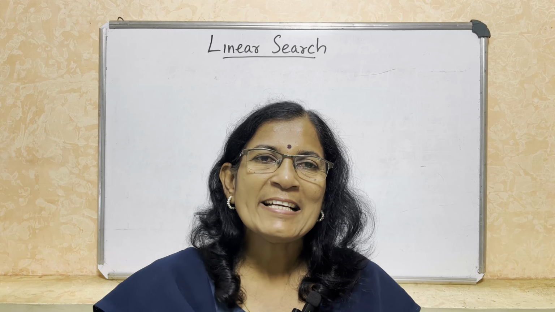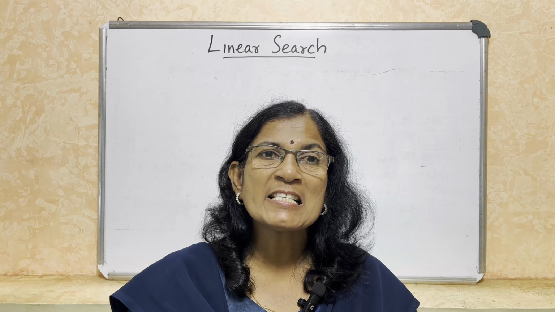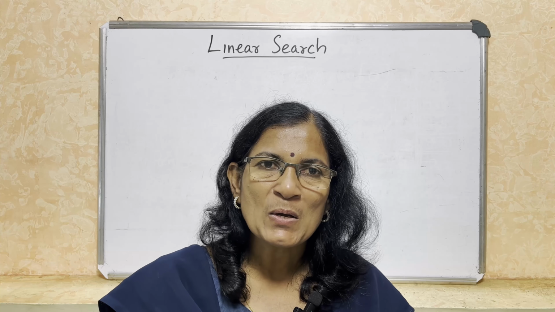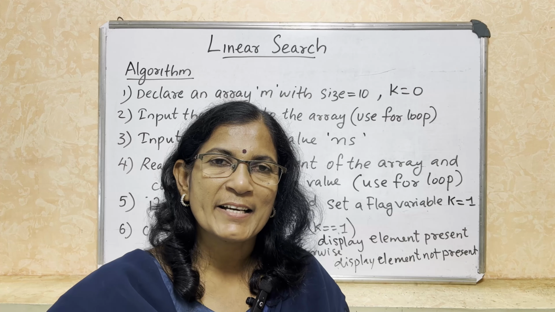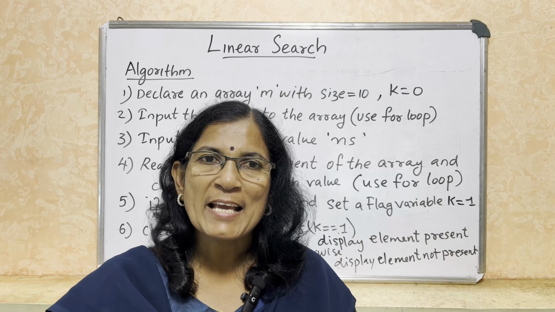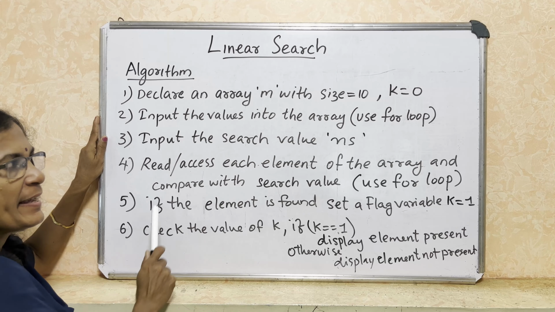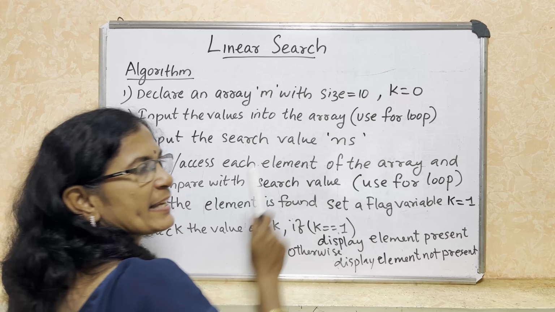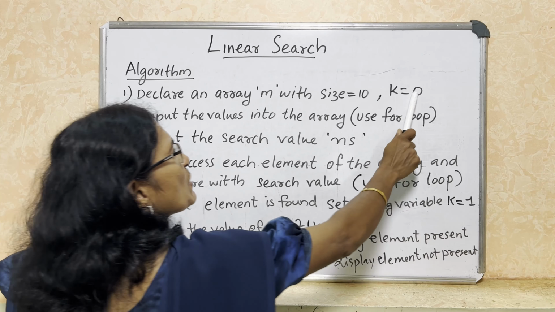Now, let's learn to write a program in Java to carry out linear search operation to look for a particular value in an integer array with 10 elements. Let's discuss the algorithm first. Now, let's discuss the algorithm to carry out the linear search operation. First of all, declare the array M with size 10. Declare and initialize a variable called k, the flag variable, and set its value as 0.